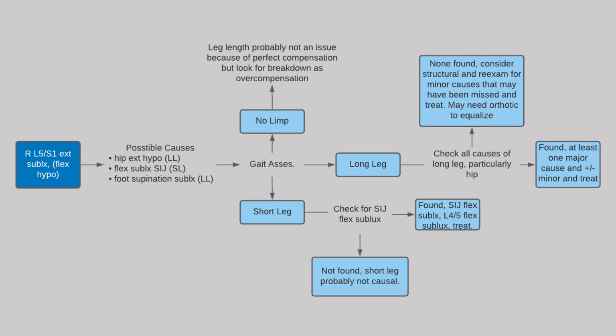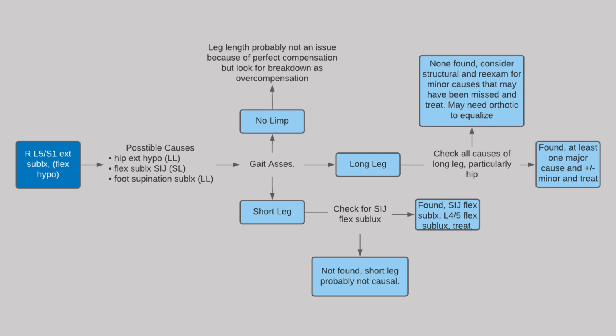We start with the diagnosis at the left side of the diagram. That is a right L5-S1 extension subluxation. We know that three things are likely to cause it: right hip extension hypomobility, a flexion subluxation of the right SI joint, and a long right leg. Generally speaking, the closer the stressor is to the symptomatic tissue, the more potential it has for causing the problem. So the hip and the SIJ are the most likely causes, but not exclusively so.